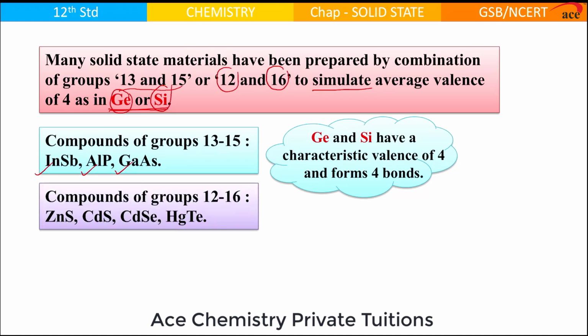Similarly, group 12, that is a transition element, the last group of the series, and group 16 elements, that is the p block of oxygen, sulfur, selenium, tellurium: zinc sulfide, zinc group 12 and sulfur group 16, shows semiconductor property. Cadmium sulfide, group 12 cadmium and group 16 sulfur, shows semiconductor property. Cadmium selenide, again group 12 and group 16, shows semiconductor property, and similarly mercury telluride also shows semiconductor properties.